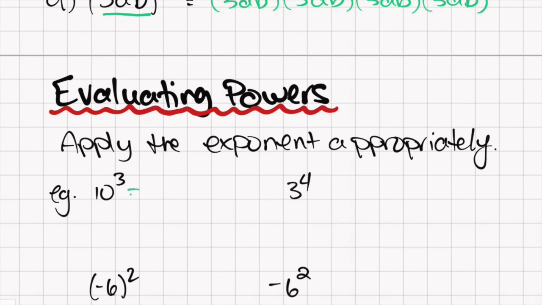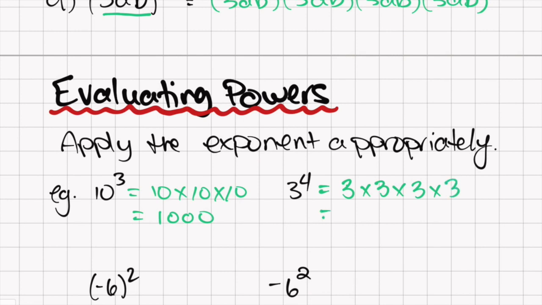Now let's talk about evaluating powers. With this first one, we have 10 to the power of 3. What this means is that we have to multiply 10 times 10 times 10. When we do this, we get an answer of 1,000. If we have the second question here, 3 to the power of 4, again, your exponent tells you how many times you need to multiply this number by itself. So for this one, we have 3 times 3 times 3 times 3, which gives you an answer of 81.